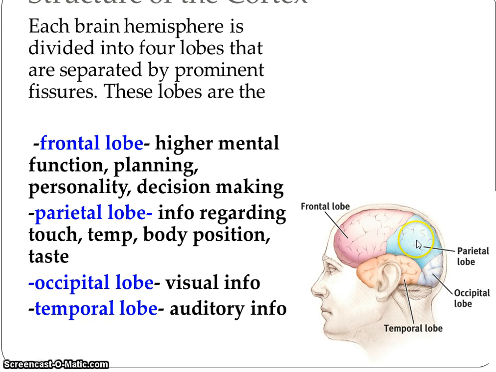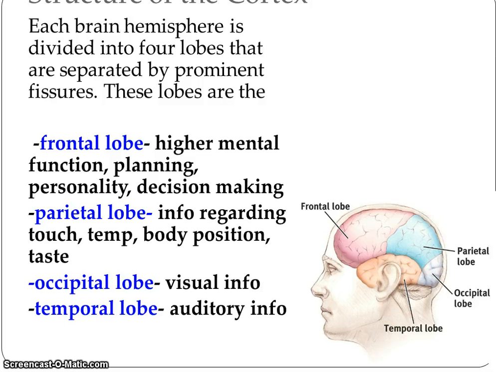The parietal lobe is right behind the frontal lobe. This lobe is responsible for information regarding our senses. So anything dealing with touch or body temperature or our body position in space, are we sitting, standing, laying down, and also taste. All of that is processed in the parietal lobe.